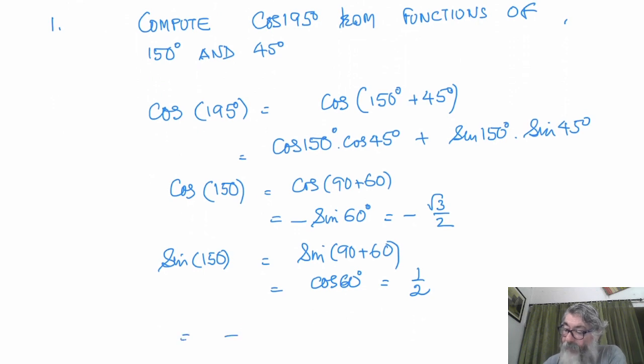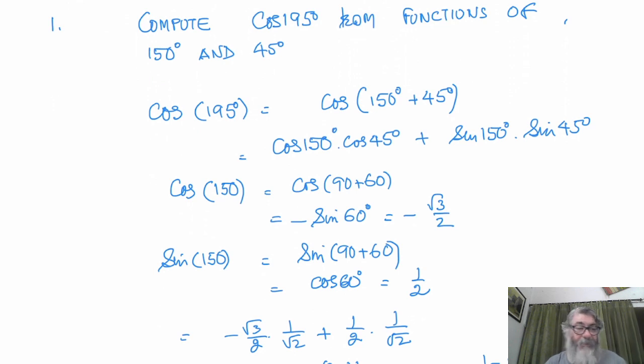Cos 150 has come minus root 3 upon 2. Cos 45 is 1 upon root 2, plus 1 upon 2 and 1 upon root 2. 2 root 2 is your LCM: minus root 3 plus 1, or 1 minus root 3 upon 2 root 2. If you want to simplify it further, it can be simplified by rationalizing it, or in case you want to leave the answer as it is, all right.